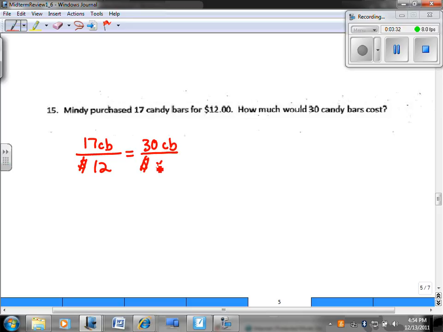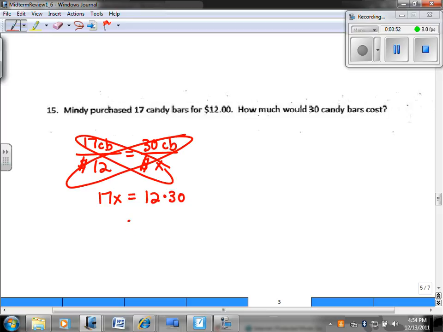This is called a proportion. Proportion is when you have two fractions set equal to one another. And the way you solve them is by cross multiplying. It's the only time you cross multiply. Okay, so 17 times x is 17x is equal to 12 times 30.